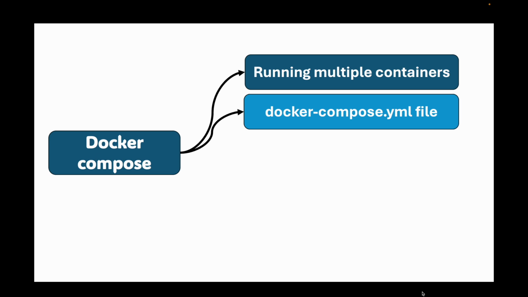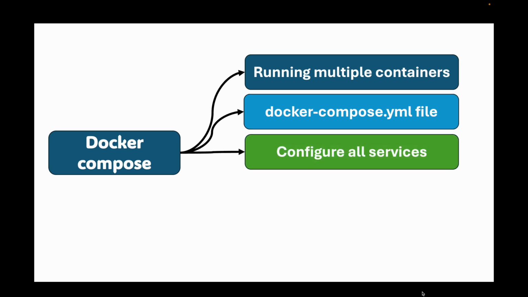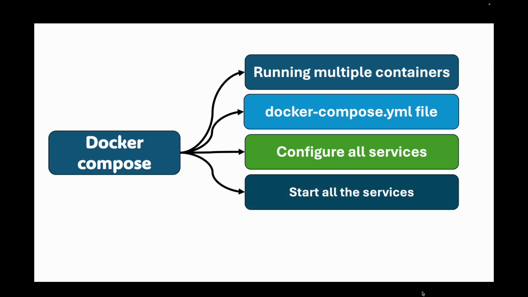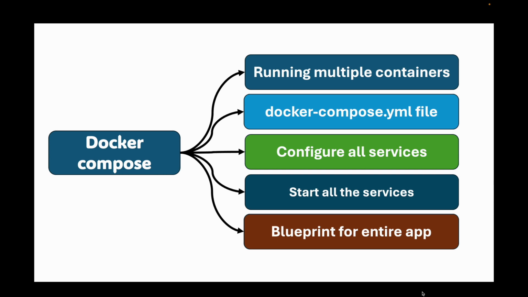Now, this is where we define all the configuration. So, we use this to configure all your application's services, your networks, and your volumes. And then with a single command, we can create and start all the services from our configuration. So think of this YAML file as the blueprint and the foreman for your entire application stack.